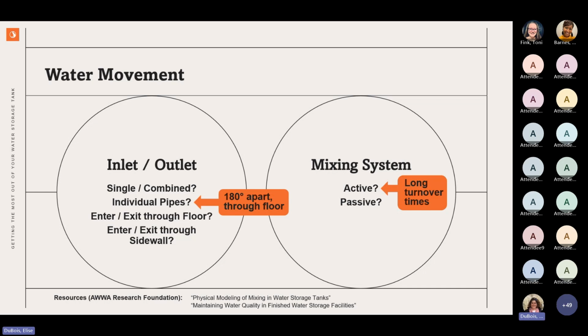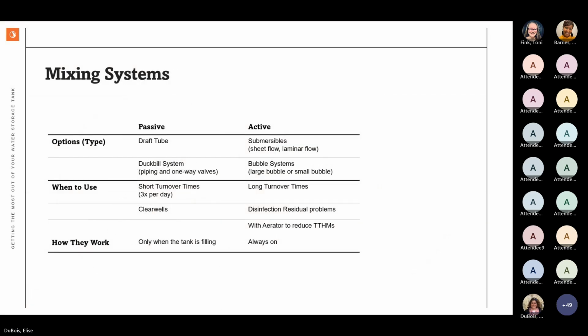So let's look at active versus passive mixers. 20 years ago, mixers were new to tanks. We were just starting to see them, and the only options available were passive mixers. These are now primarily used in clear wells or tanks that turn over multiple times per day.